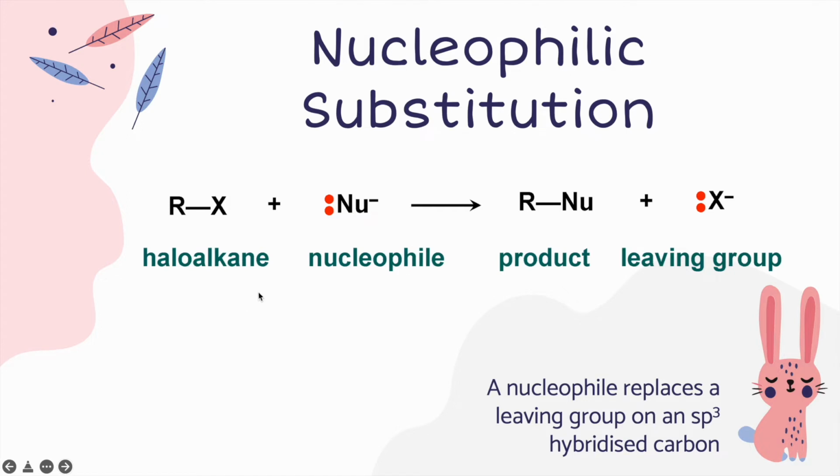Nucleophilic substitution. So a haloalkane reacts with a nucleophile. This nucleophile will substitute the halogen atom that is attached to the R group, and that will be the product, and the leaving group is the halogen ion, the halide ion. A nucleophile replaces a leaving group on an sp3 hybridized carbon. So this is the sp3 hybridized carbon. The nucleophile here replaces leaving group X, and the nucleophile will attach to the sp3 hybridized carbon.